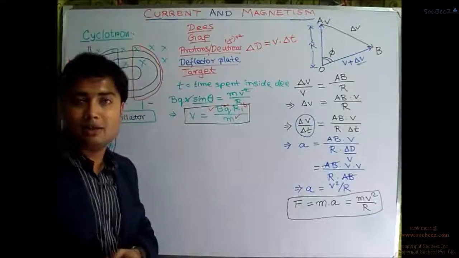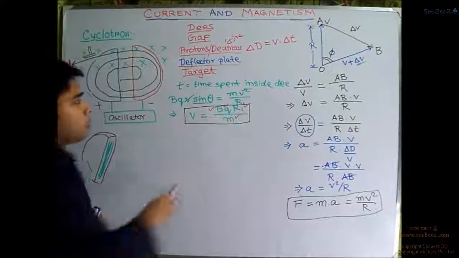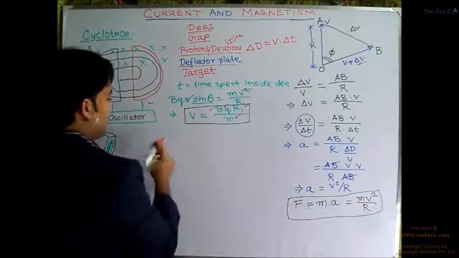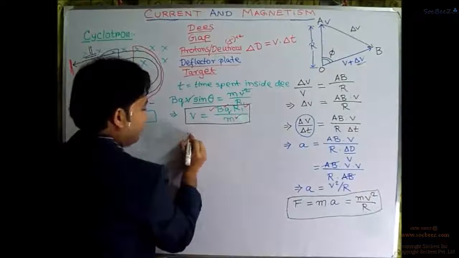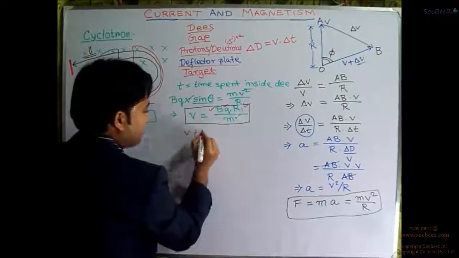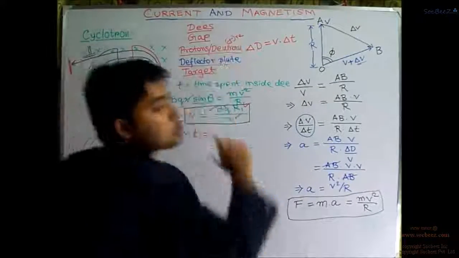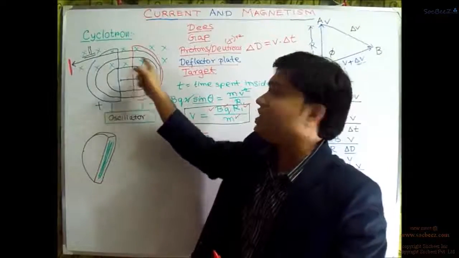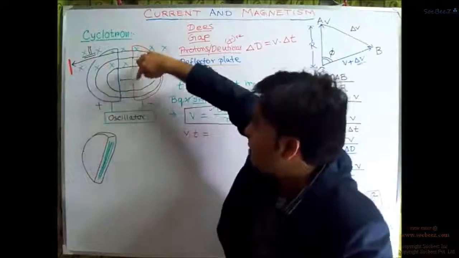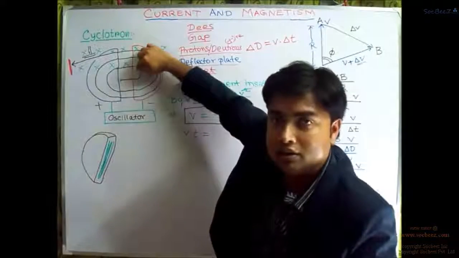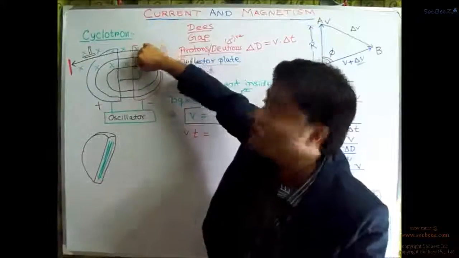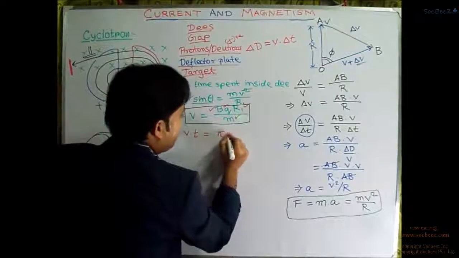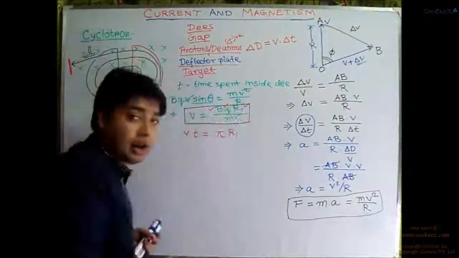Now we wish to find out what would be the time spent inside one D if the velocity is recorded like this. We know from this formula that V multiplied by the time taken is simply equal to the distance covered. Now what is the distance being covered every time? Say for example in this R1 radius, the perimeter of this semicircle, so it will be simply equal to pi R1.